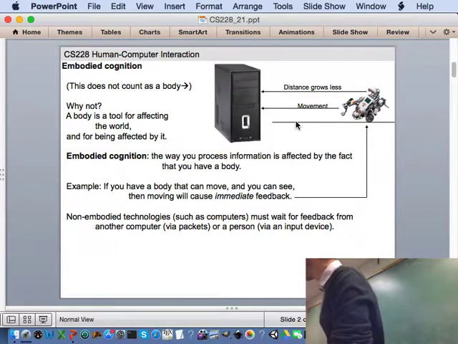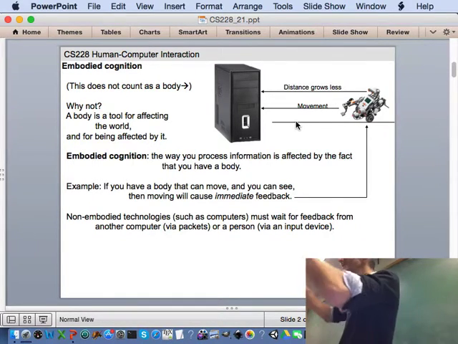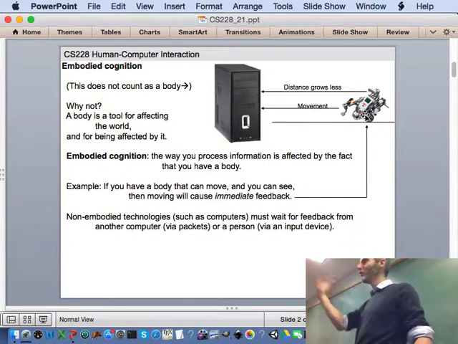So here's an old Dell desktop. Yes, it is a physical object, but it doesn't count as a body because a desktop cannot use its case to physically influence the world, right? Maybe it can emit some heat, but that's about it, right? That's very different from our little Lego robot over here that can move around and immediately sense the repercussions of that action.